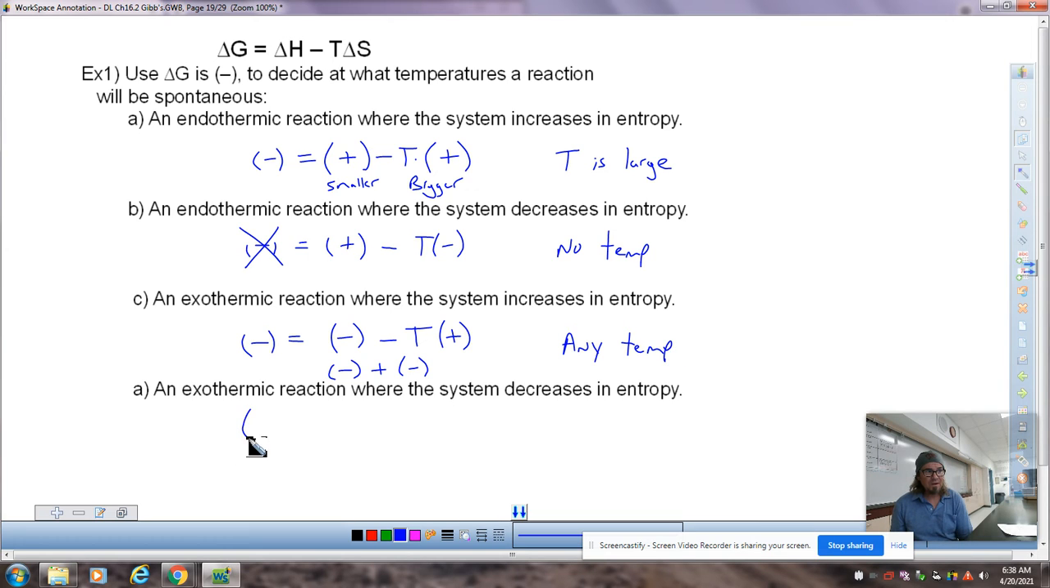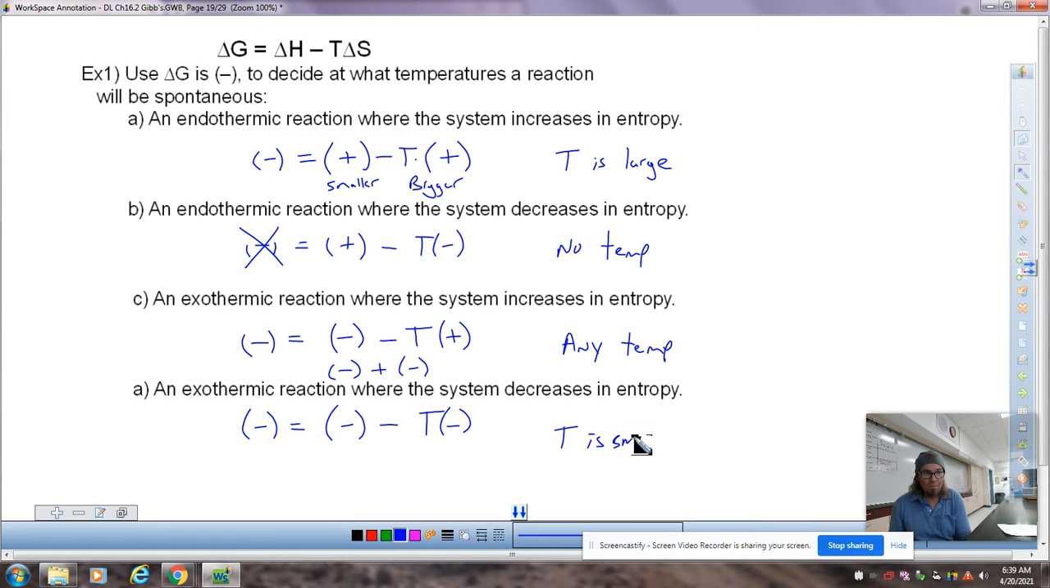And lastly, an exothermic reaction. So still delta H is negative, where the system decreases in entropy. This is also negative. So now it's like saying a negative plus a positive, then we need the delta H to be larger than the delta S term. So the only way we can control this, because we don't have control over the reaction, the only way we can control this is with temperature. So it looks like we want to have T be small.